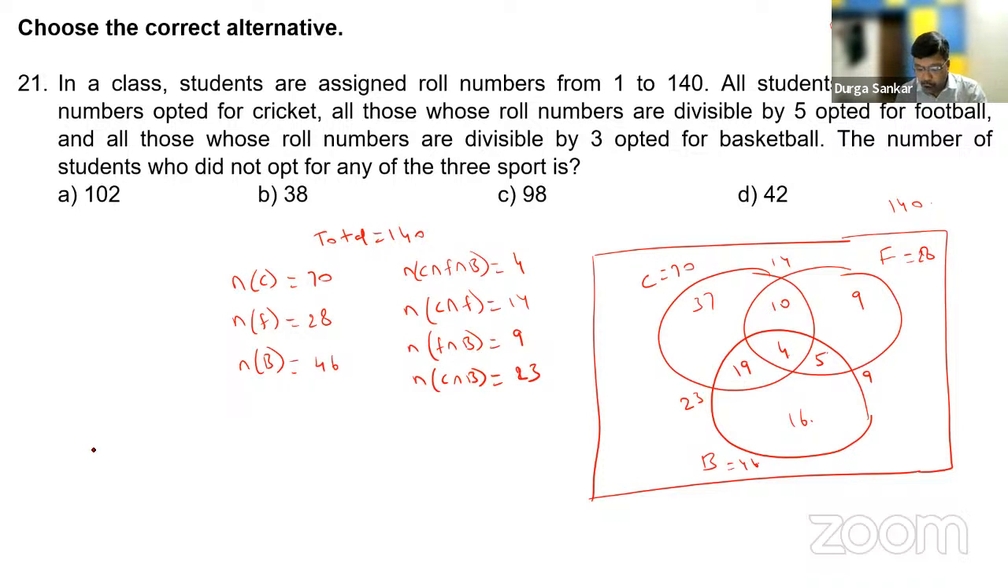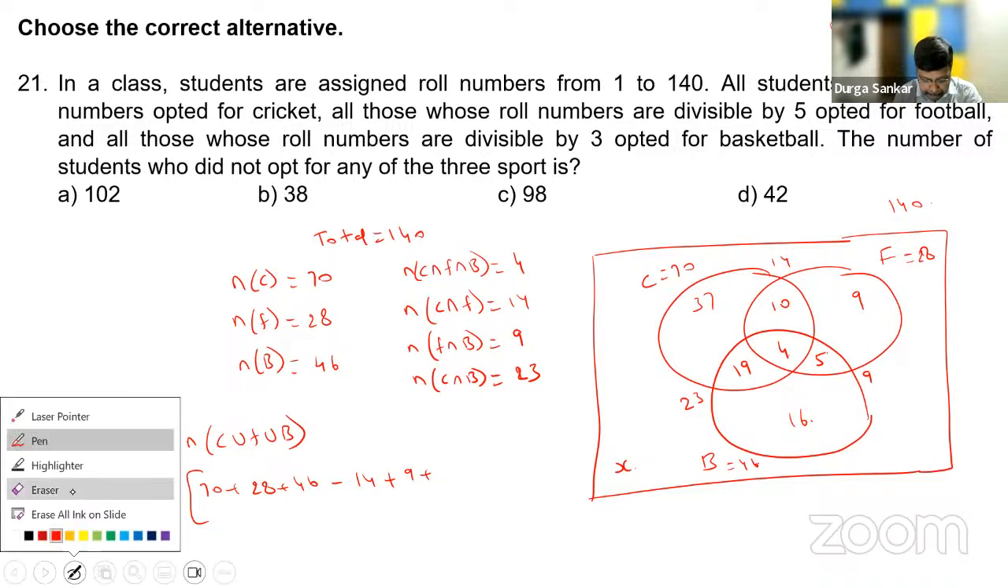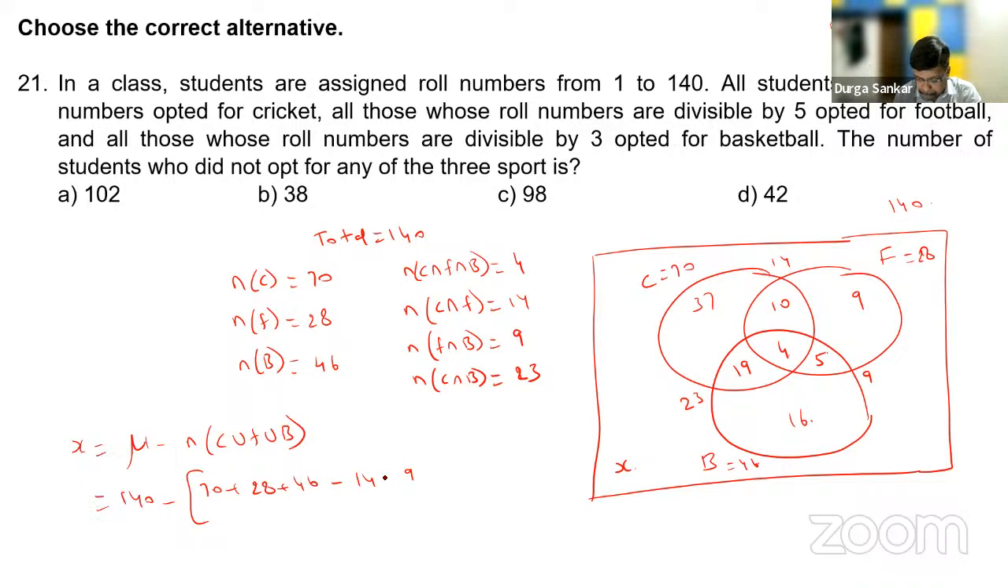So if I want number of students who do not play any of these sports, which is X, it is nothing but universal set minus N of C union F union B. So 140 minus, now N of C union F union B means N of C plus N of F plus N of B minus N of C intersection F, minus N of F intersection B, minus N of C intersection B, plus N of C intersection F intersection B. See, even if you apply the formula, you have to calculate all these values, right? So there is no other way.